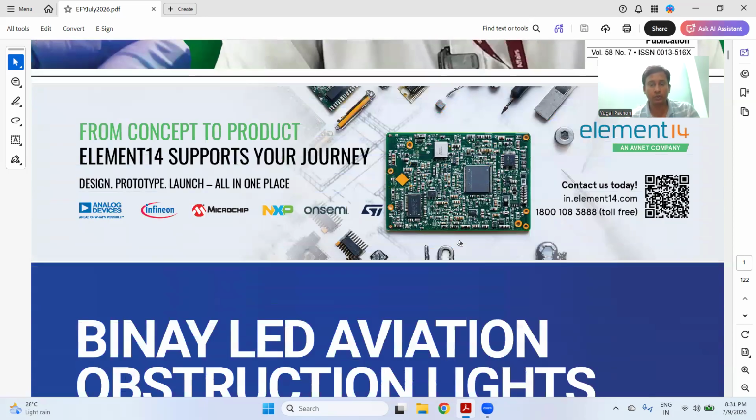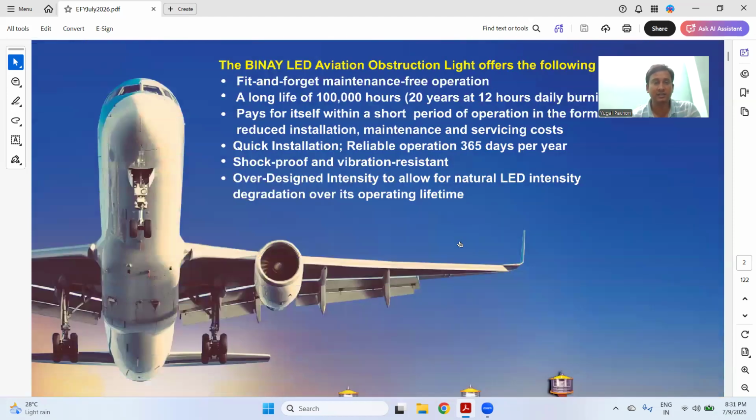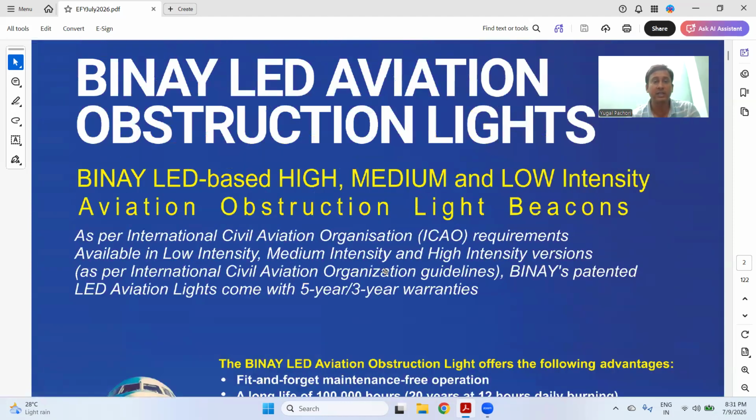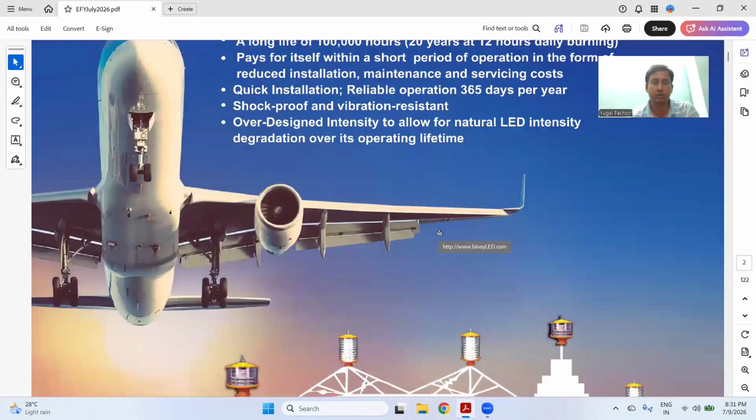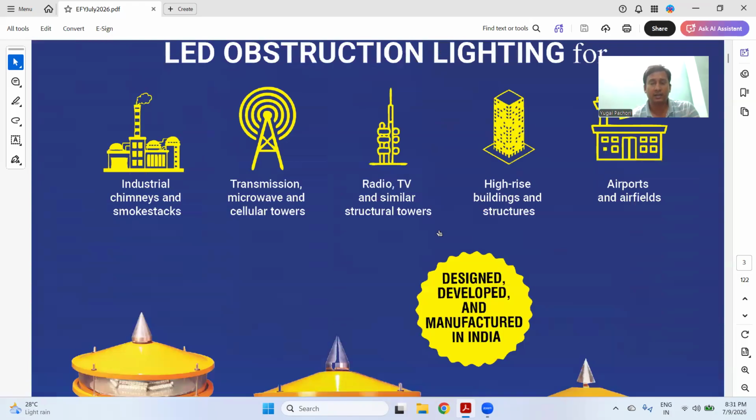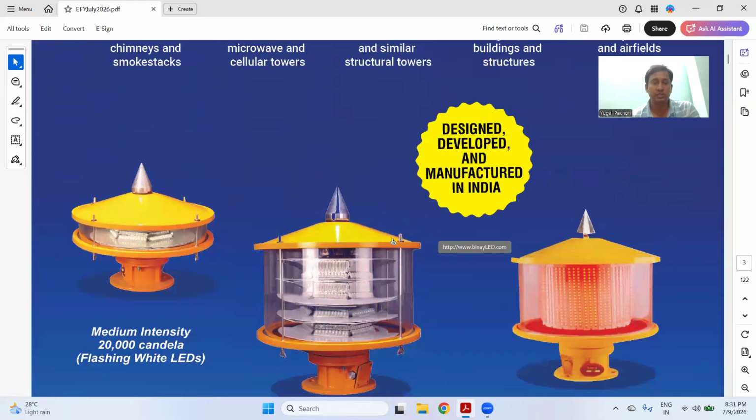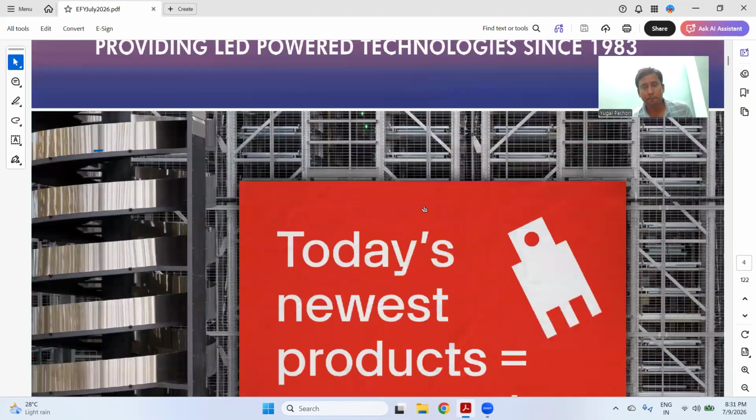Now let's move on to another article. This is the advertisement of the binary LED aviation obstruction lights. This is a continuous advertisement that comes in the Electronics For You magazine, because they are paying for the sponsorship. That's why their ad is there.